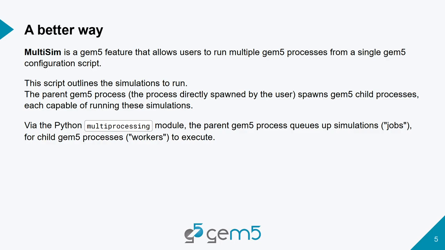Up until now, each configuration script is one confined simulation of gem5. With MultiSim, you can specify different gem5 simulations in a single script, point gem5 towards that script, and we call that gem5 the parent gem5 process, which reads that script and spawns the child processes. We do this via the multiprocessing Python module, which is quite good because it handles some of the logic for us.